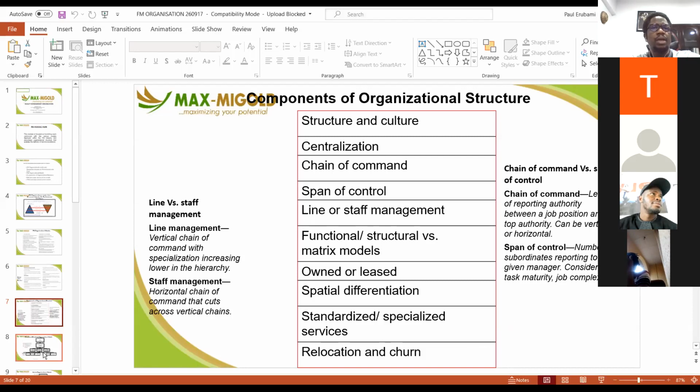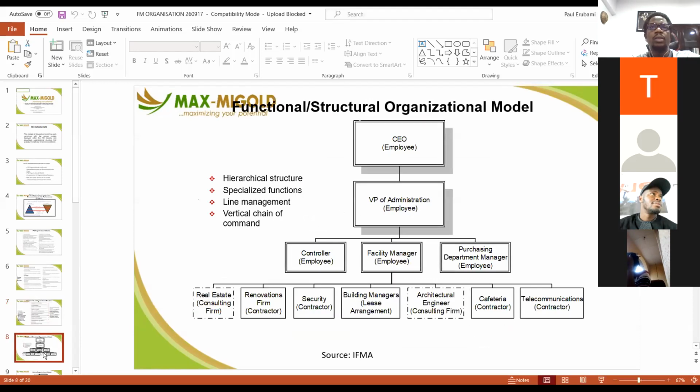I'm going to give us a little break now, and when we come back, we'll look at the functional and structural organizational model and take it up from there. Five minutes is all we're having for this break. Thank you.